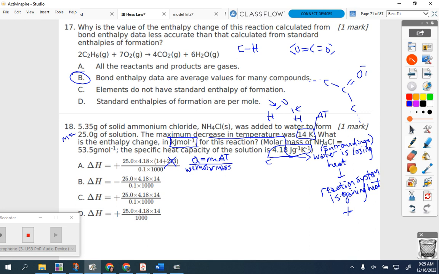And so we know it's going to be positive, so it can't be B. Then the question is, we've got 1,000 on the bottom. Where is the 1,000 coming from? The 1,000 is going from joules to kilojoules, because our calculation gives us joules, but we're looking for kilojoules in our answer. So it's another little IB units trick. They love to play that. That's where the 1,000 is coming from.